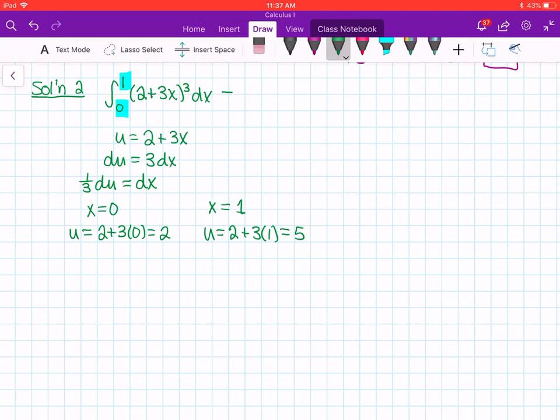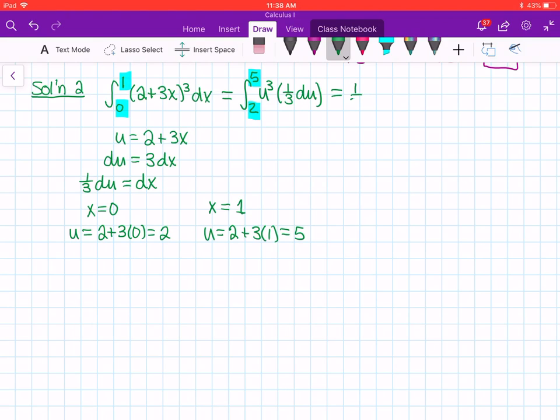So if we continue on with our integration, we can do the u substitution, where we get the integral of u cubed times 1/3 du. But now we're integrating with respect to u. So we need the smallest u value, which we just found was 2, and the biggest u value, which is 5. So keep in mind we had to change those limits of integration for this second solution because we're integrating with respect to x in the first integral, and then we're integrating with respect to u in the second. So the limits of integration must change.